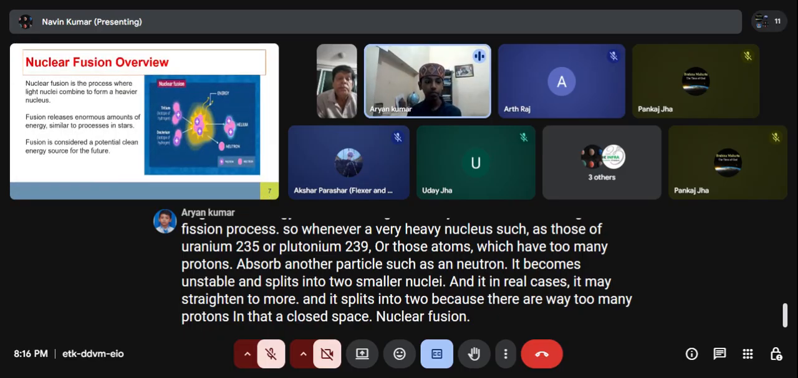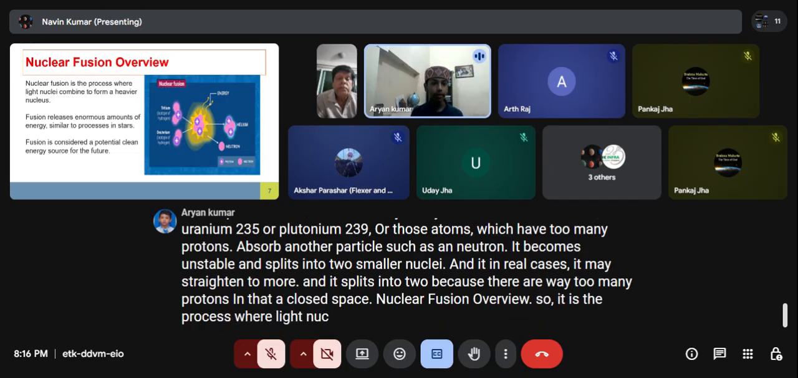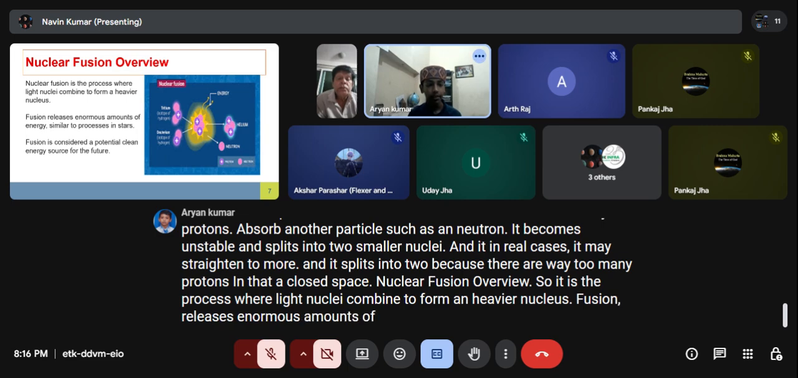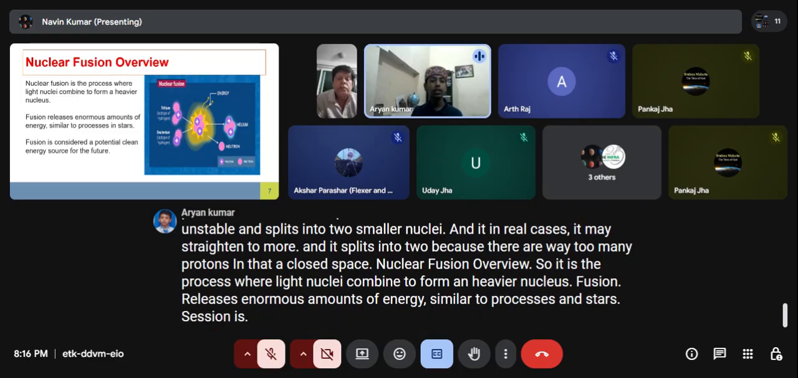Nuclear fusion overview. It is the process where light nuclei combine to form a heavier nucleus. Fusion releases enormous amounts of energy similar to processes in stars. Fusion is considered a potential clean energy source for the future.